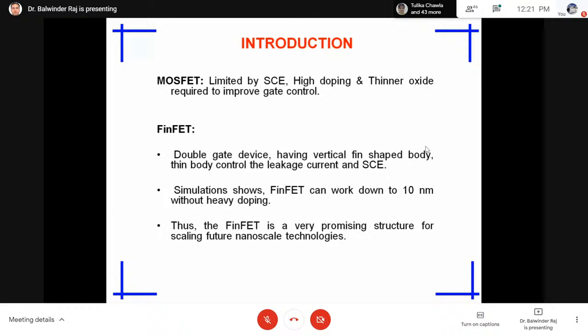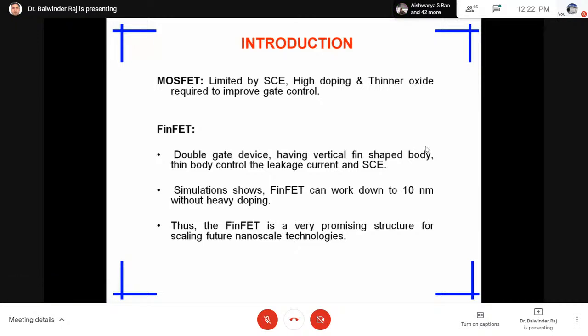To overcome the challenges we are facing in the MOSFET, we can go for the FinFET. FinFET is a double gate device that can be designed both with planar technology as well as vertical technology. Vertical is nowadays the highly preferred technology because of its compactness and high density. With the FinFET, as I mentioned, MOSFET we can scale up to 50 nanometer.